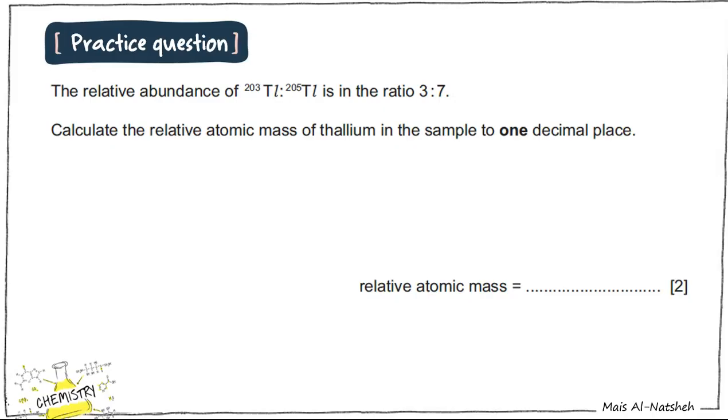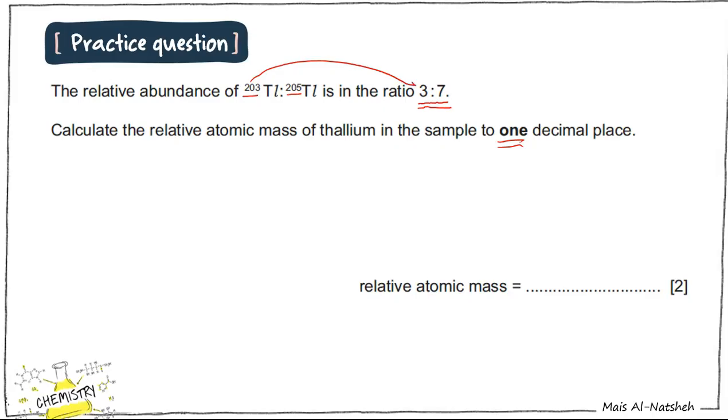Another question. The relative abundance for thallium, we have two isotopes, thallium-203 and thallium-205, is in the ratio 3 to 7. So here we do not have percentages. Calculate the relative atomic mass of thallium in the sample to one decimal place. What should I do? I don't have percentages. You have to do it in the same way.